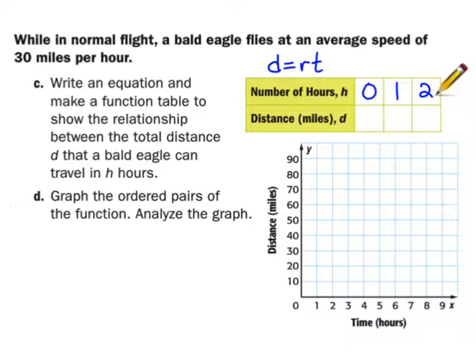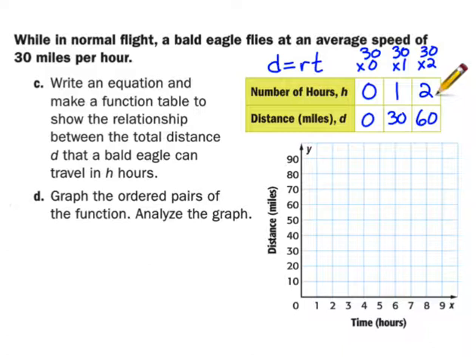And if we substitute the values in, 30 times our 0 will give us 0. 30 times our 1 will give us 30. And then 30 times 2 would give us a distance of 60. The final part of this says to graph the ordered pairs of the function, and then we want to analyze our data.